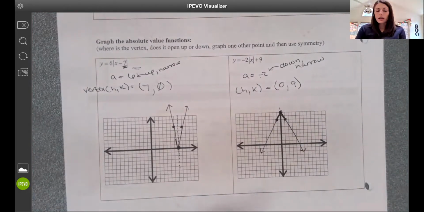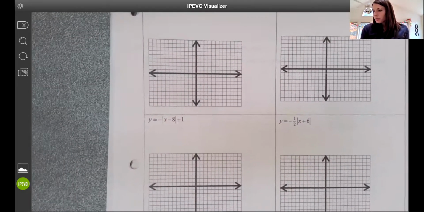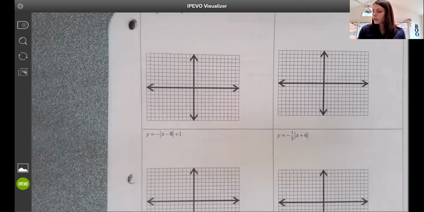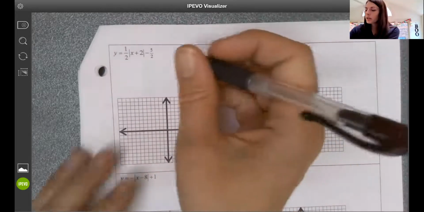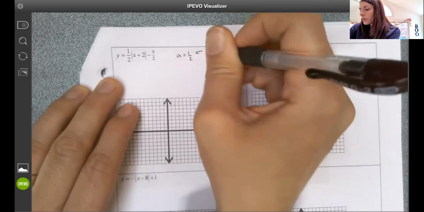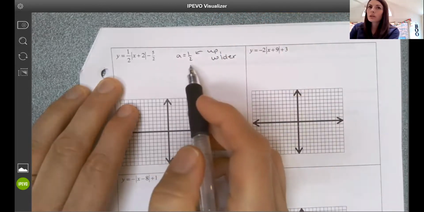Okay, let's look at a couple more together, and I'll let you try some on your own. Why don't I just go ahead and do the first 3, and I'll let you do the next 3. So on our next one, got a lot going on here. So A is 1/2. It will open up and it'll be wider because it's a number less than 1.